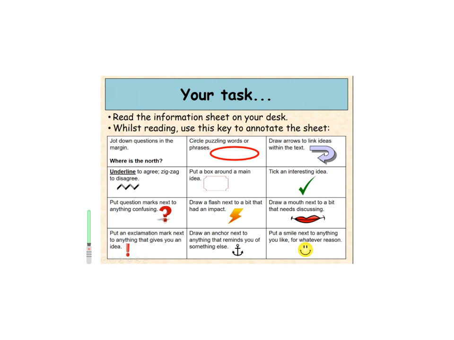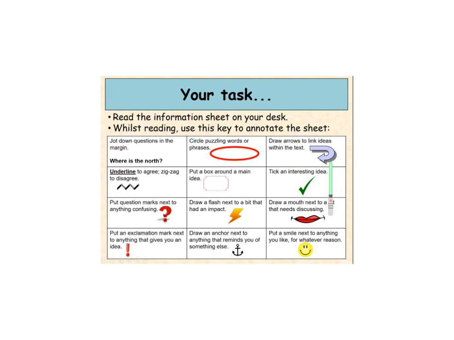And Mr. Dixon went on a course and found all the things that you can do while you are actually reading some text to be able to get your brain working while reading it. So while you're reading the worksheet, and it is a two-sided, a very long worksheet, but it contains an awful lot of stuff, jot down some questions in the margin or on a piece of paper. For example, where is the North? Circle any puzzling words or phrases. Circle anything that you aren't sure about.